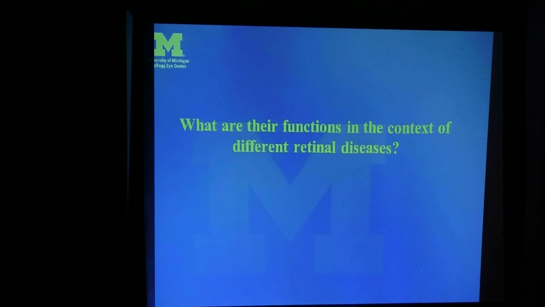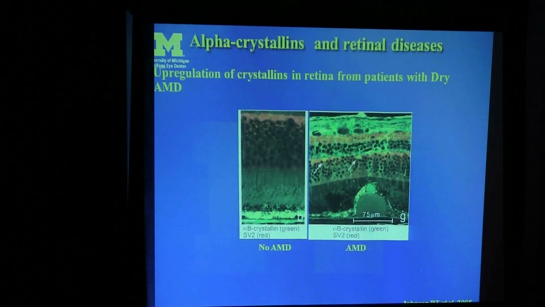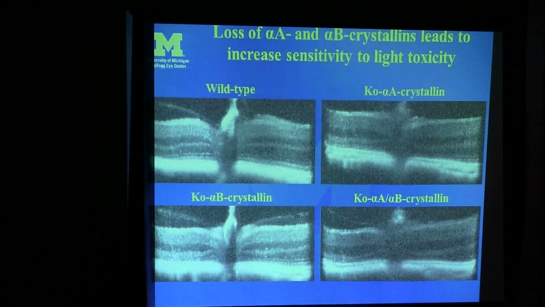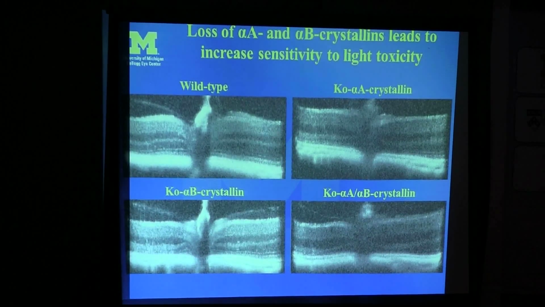Okay, so now what about other contexts, other diseases? Very quickly, we have been interested in AMD, and one of the reasons for that is that crystallins, αB-crystallin especially, are known to be present in tissues from patients with dry AMD. And like Dr. Chen said, there is no really good model of AMD. One of the ways we've been looking into this, sort of a quick way of looking at this, is the light toxicity model.